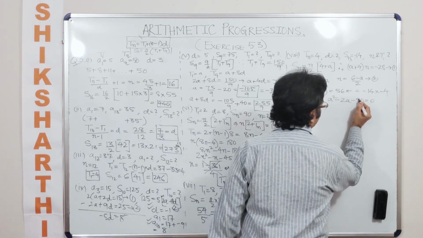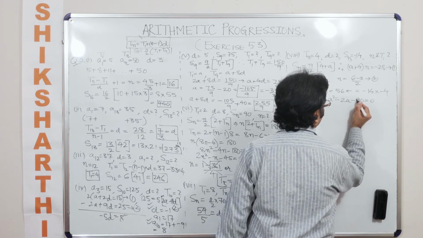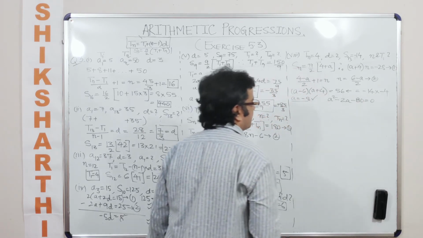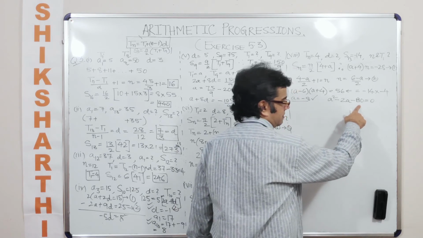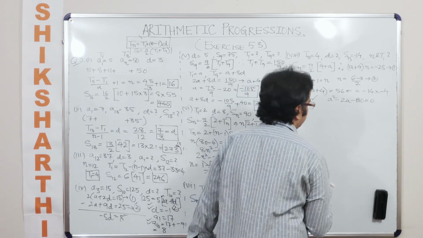So this is not minus 90, this is minus 80. Okay, so this becomes equal to 0. So now you can split the middle term. This is one way in which you can find this.